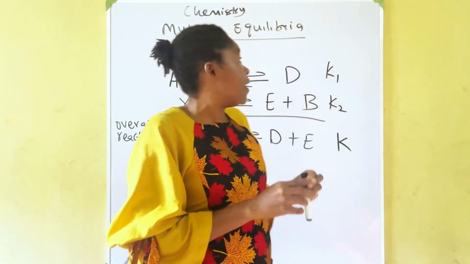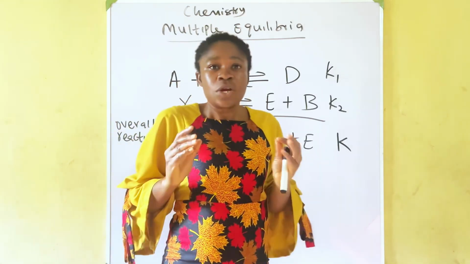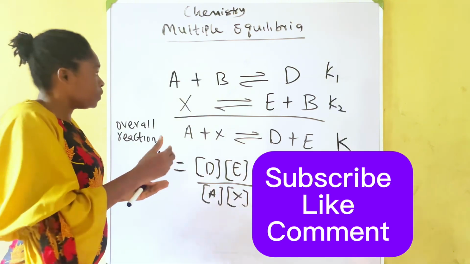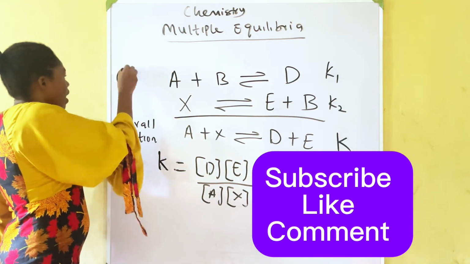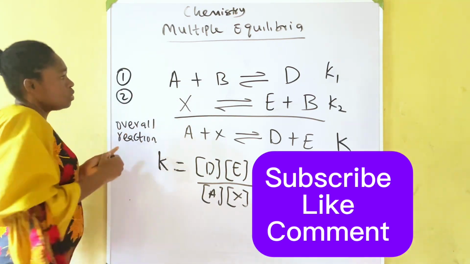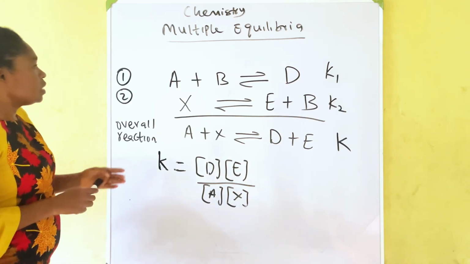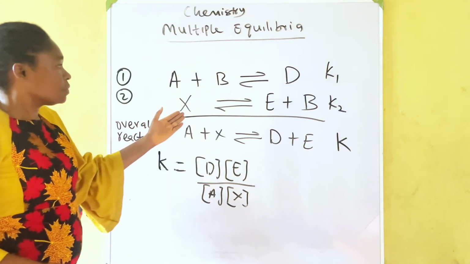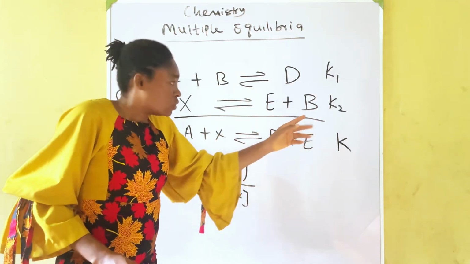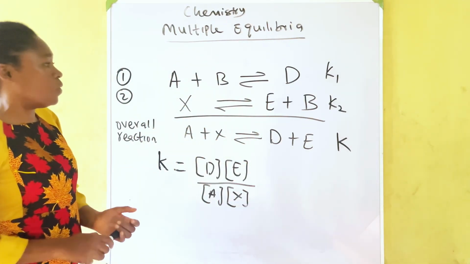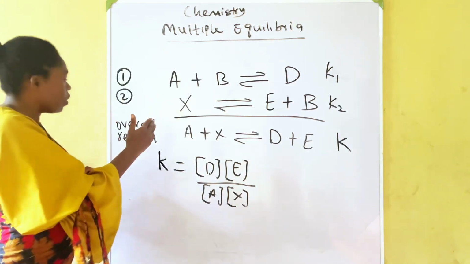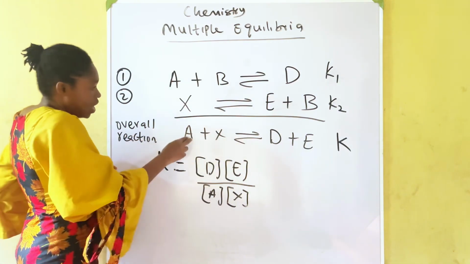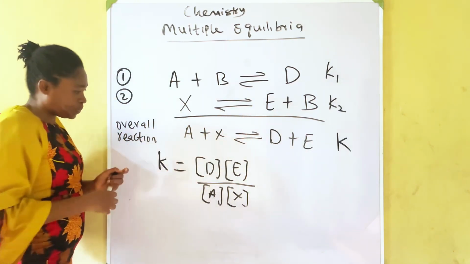Today's lesson we're looking at multiple equilibria, a continuation of equilibrium reactions and processes. Alright, look at this equation. This is equation 1, this is equation 2. A reacts with B to give D. That's the equilibrium constant for equation 1. X gives E plus B. So K2 is the equilibrium constant for equation 2. As you can see, the overall reaction is A plus X, and B will cancel out. You have A plus X to give D plus E.